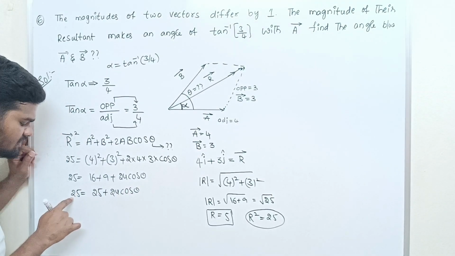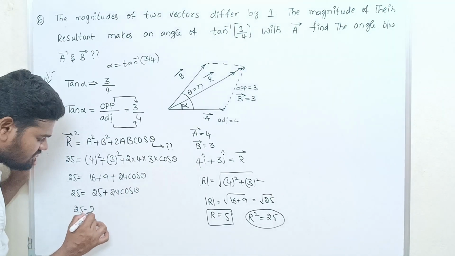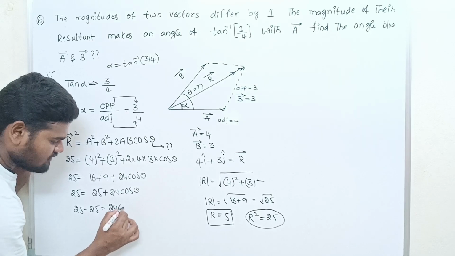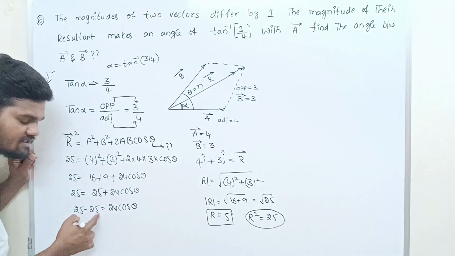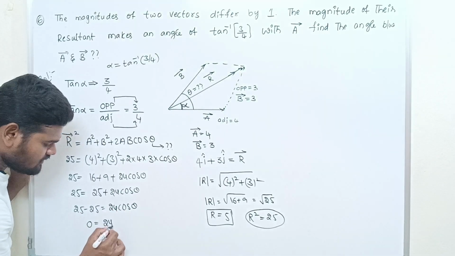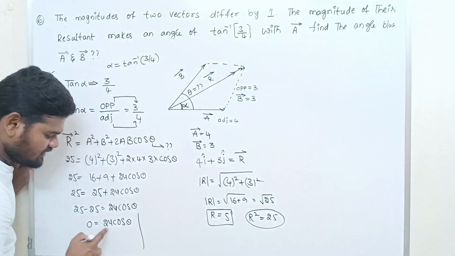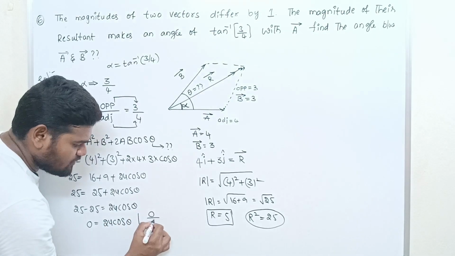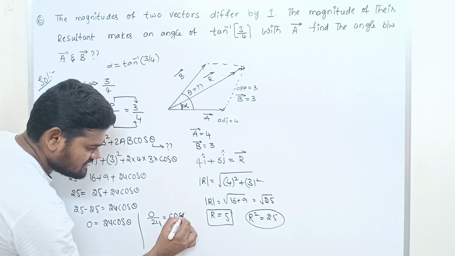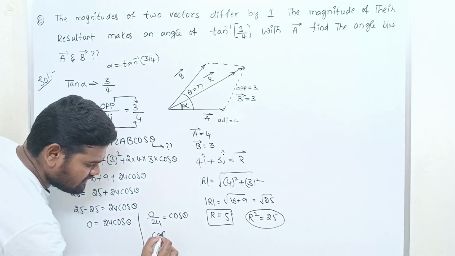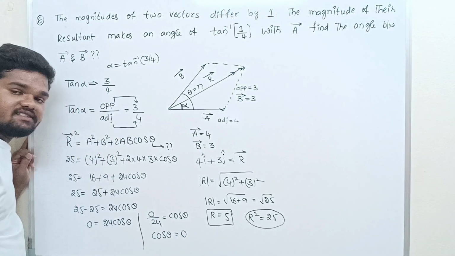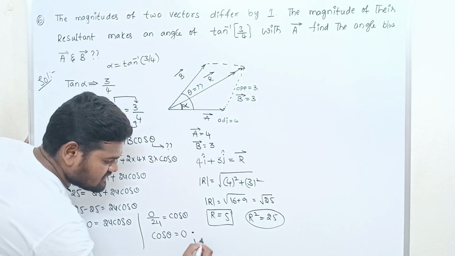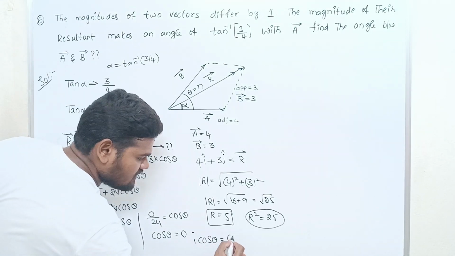So if 25 comes to this side, it becomes minus 25, that is equal to 24 cos theta. So 25 minus 25, 0, is equal to 24 cos theta. So from this, if 24 comes to this side, 0 by 24 is equal to cos theta. 0 by something is 0, and finally we got cos theta is equal to 0. So 0 can be written as cos theta is equal to cos 90 degrees.